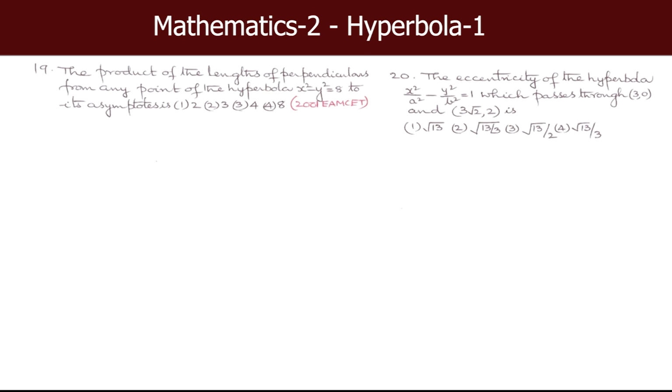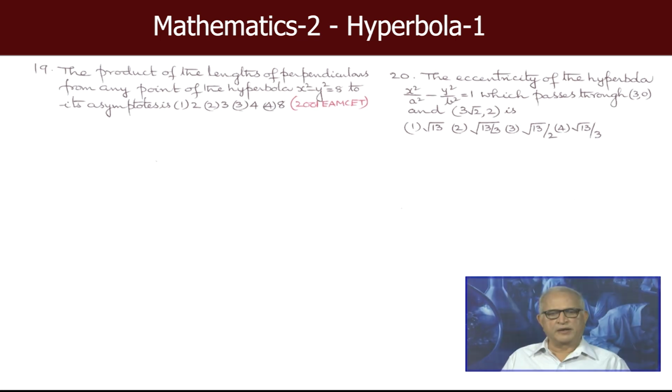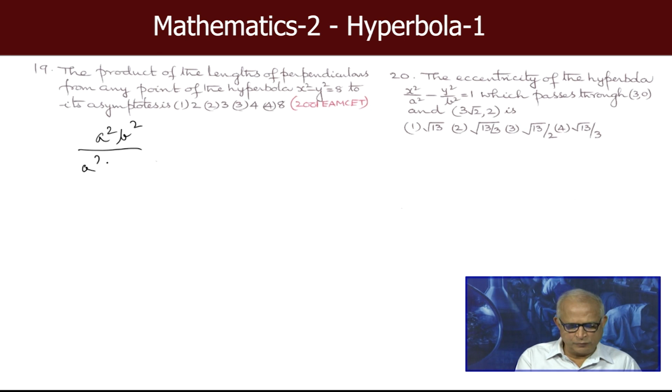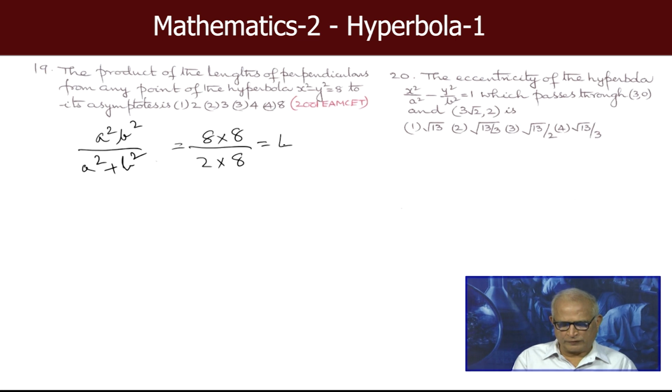The product of the lengths of the perpendiculars drawn from any point on the hyperbola x square minus y square equal to 8 to its asymptotes is, once again, a standard question. It depends on the formula a square b square by (a square plus b square). You can see both the semi-axes are the same here. A square equal to 8 and b square equal to 8, so a and b both are equal to root 8. So this is 8 into 8 by (8 plus 8), which is equal to 4. Simple question.